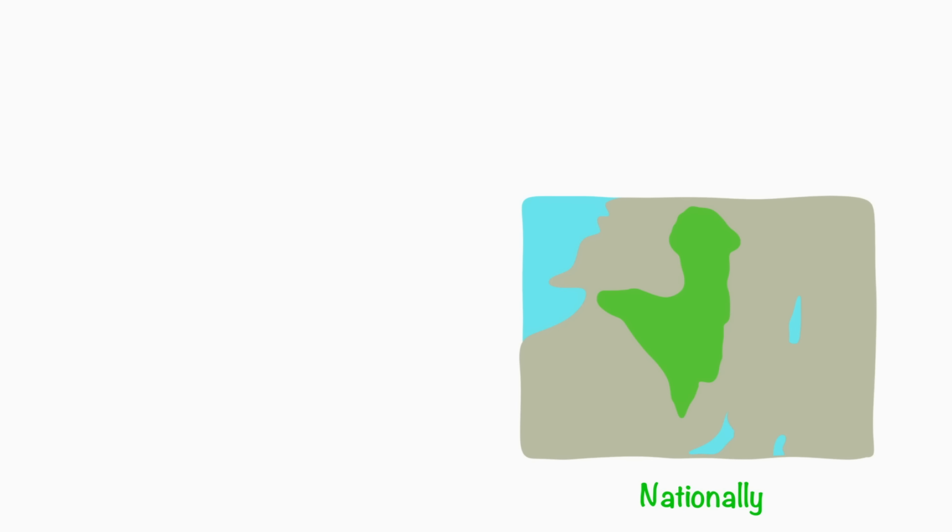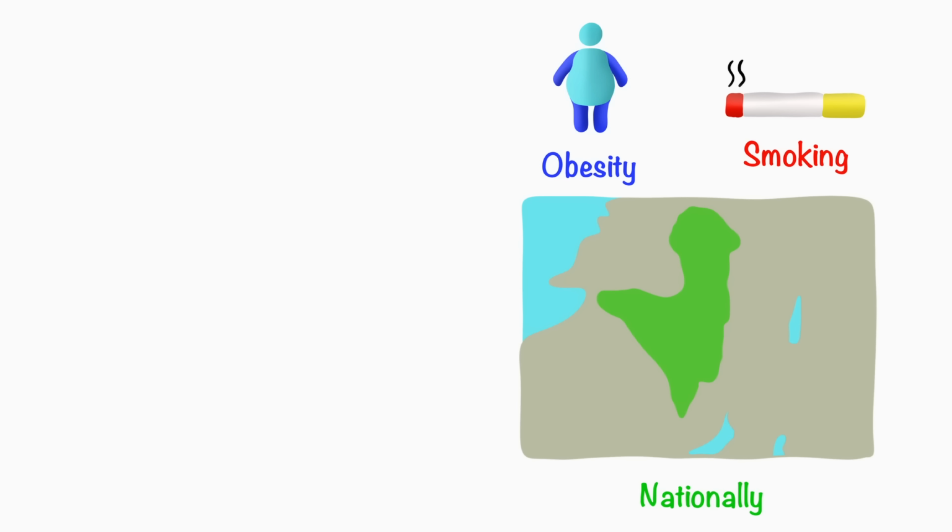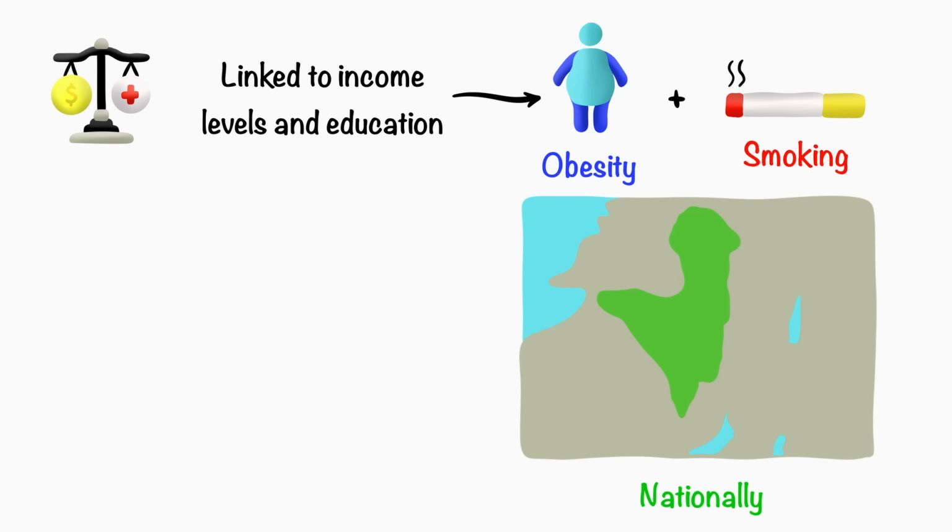At the national level, even within the UK, there are big differences between regions. Some areas have higher rates of smoking or obesity than others, often linked to factors like income levels and education. Government policies on things like cigarette prices and food labeling can make a big difference nationally.